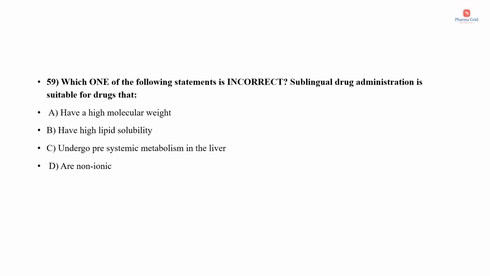Which one of the following statements is incorrect? Sublingual drug administration is suitable for drugs that: have a high molecular weight, have high lipid solubility, undergo pre-systemic metabolism in the liver, are non-ionic. Okay, so in the question we need to find out the incorrect statement regarding sublingual drug administration. So here the correct answer is option A, that is have a high molecular weight. All the other options, that is have high lipid solubility, undergo pre-systemic or first pass metabolism in the liver, and are non-ionic, are true regarding sublingual drug administration.